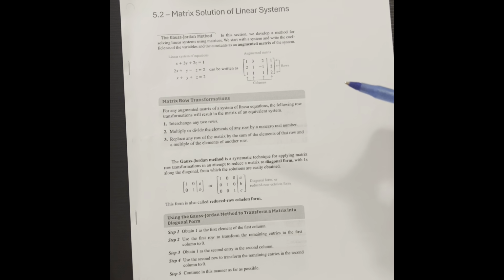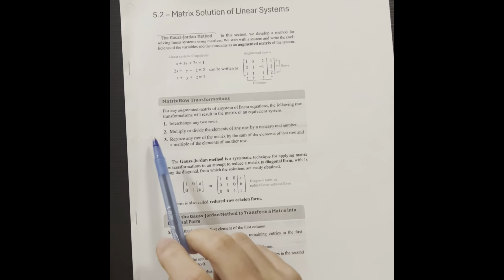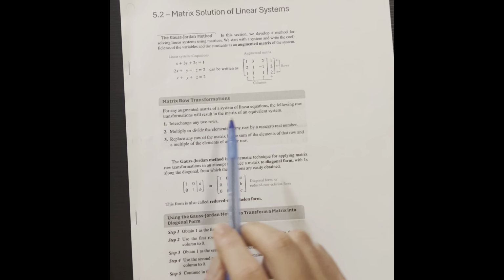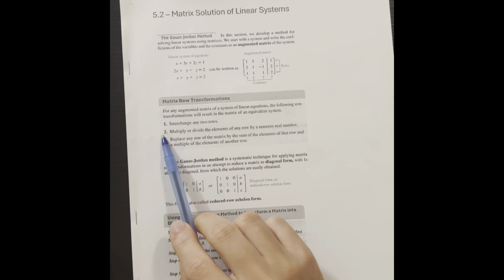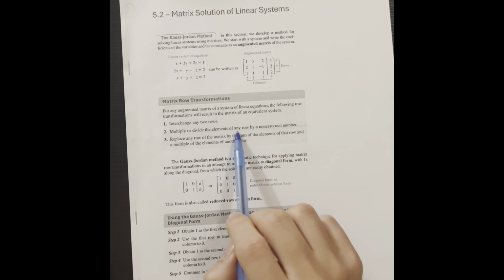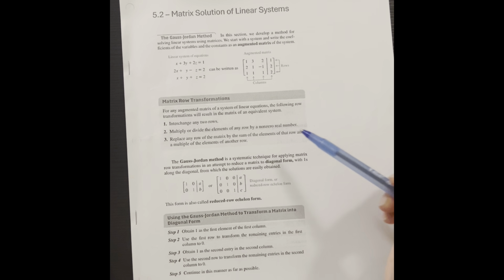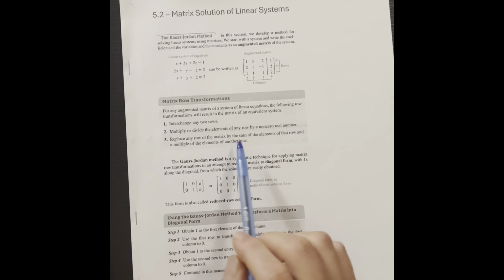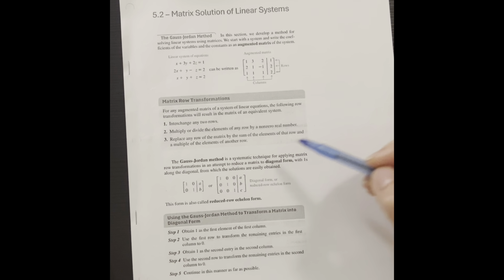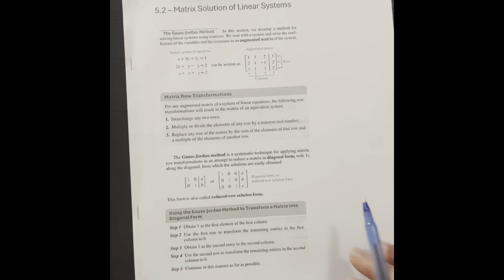With this method, there are transformations that we can use. One, we can interchange any two rows, so row 1 and row 2, for example, we can switch. Two, we can multiply or divide the elements of any row by a non-zero real number. Three, we can replace a row of the matrix by summing the elements of that row with a multiple of elements of another row. And we'll see this example in a little bit.